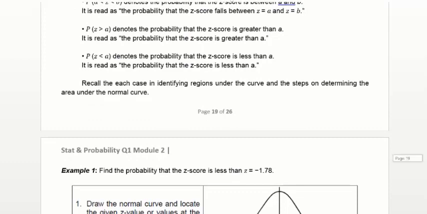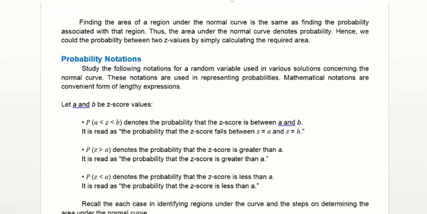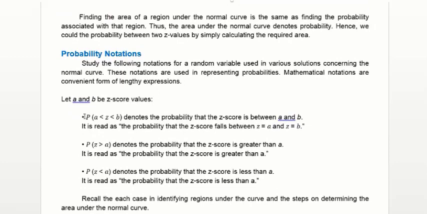So we have probability notations. These are the notations that we are going to use, because these scores can be of these three cases.